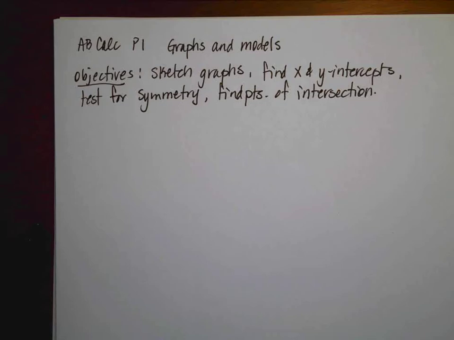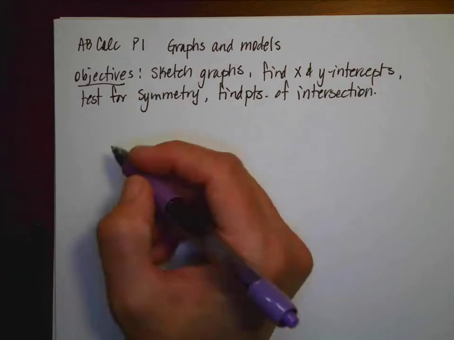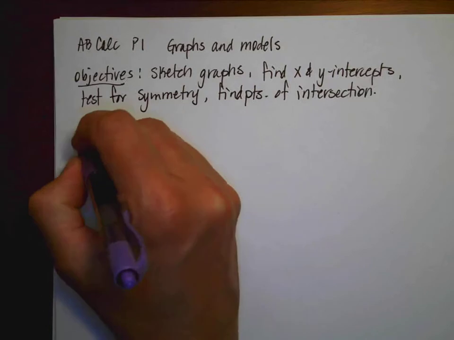Hello, math humans. We're going to do Chapter P, Section 1 today. This is a pre-calc review before we start calculus. So our objectives are that we're going to sketch graphs, find x and y intercepts, test for symmetry, find points of intersection, and just turn our brains back on after a long break.